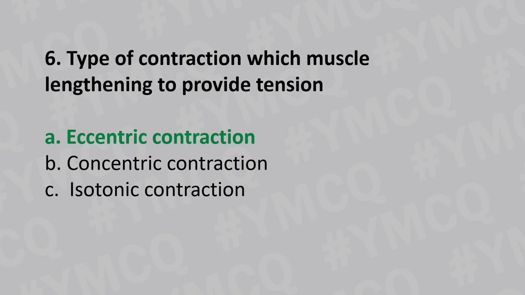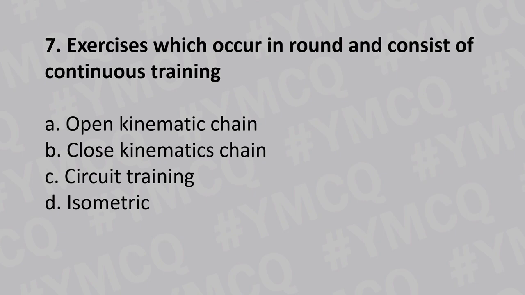Exercises which occur in rounds and consist of continuous training. Option A, open kinematic. Option B, close kinematic. Option C, circuit training. Option D, isometric. And the answer is option C, circuit training. Moving to our eighth question.